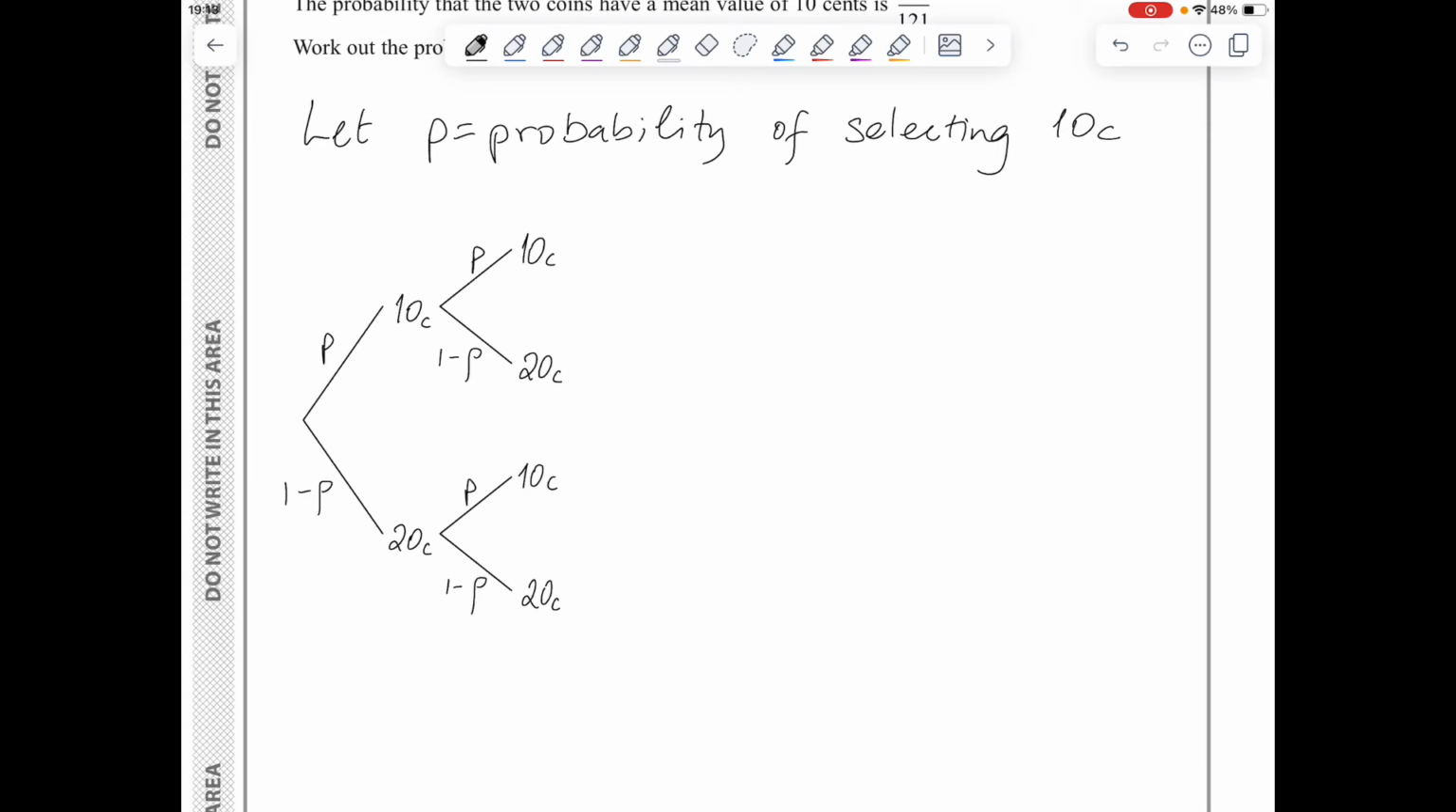Now, to get a mean of 10, it means that both coins are 10 cents. Hence, the product of those two numbers, P times P, must be 49 over 121. Therefore, P is equal to the square root of that number, which is 7 over 11. So let's complete the tree diagram with the actual numbers.